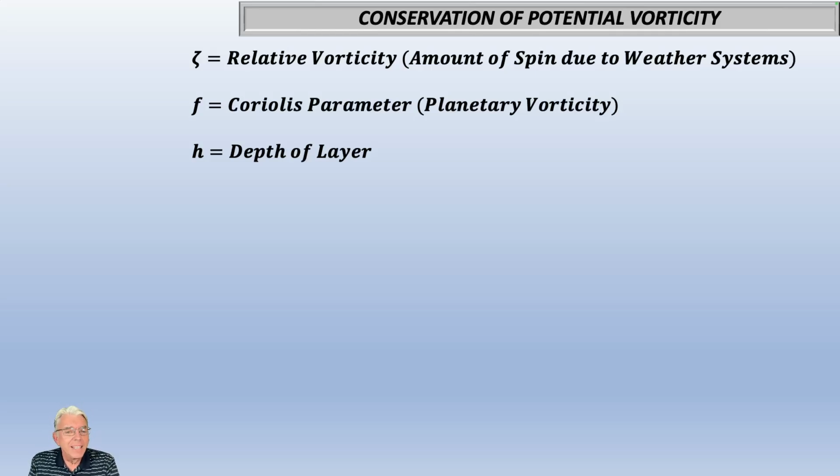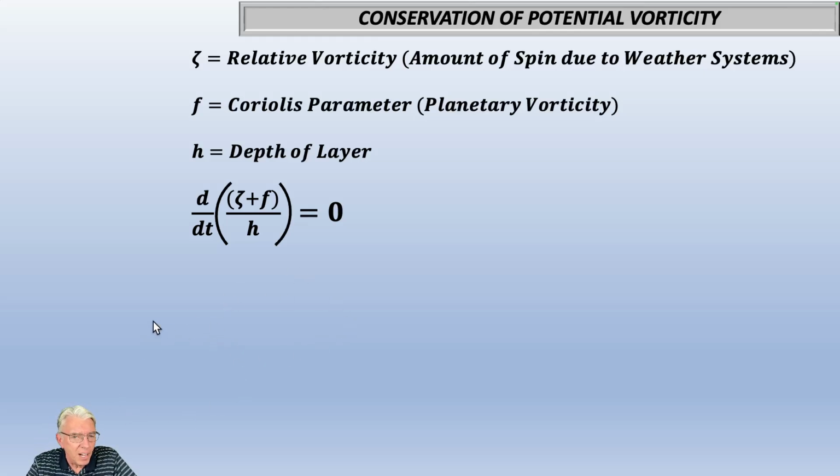H is going to be the depth of the layer. In other words, from the ground all the way up to the top of the atmosphere, or really, in the case of weather forecasting, the top of the troposphere, which is where 99.9% of the weather occurs. So the change with time, okay, that's what d/dt means, of the sum of the relative vorticity and the Coriolis parameter divided by the depth of the layer has to be 0. In other words, this, what we call potential vorticity, has to be conserved. So the addition of those two divided by this has to be 0, okay?